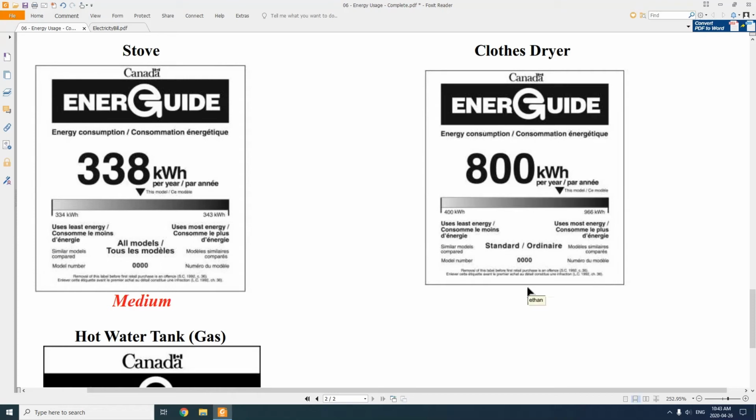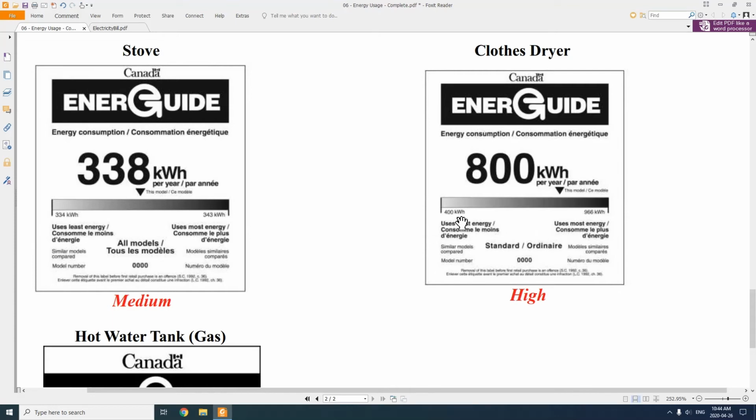All right, clothes dryer. In this case, just looking at the arrow, it's quite high. So this one is using quite a bit of electricity. I might look around and maybe check out some other clothes dryers. And if we look at the scale here, the best ones used 400 kilowatts. Mine is using 800 kilowatts. So mine is using double the electricity. And the worst ones were using 966 kilowatt hours.